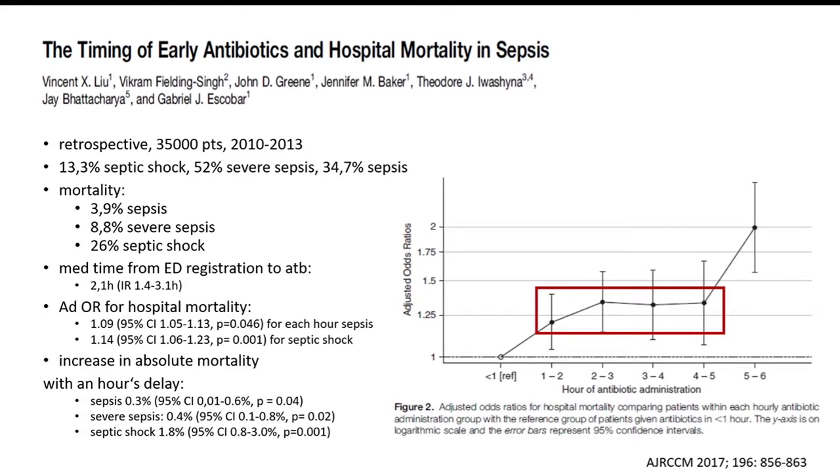And the adjusted odds ratio for hospital mortality was 1.09 for each hour for sepsis and slightly higher for septic shock. So the increase in absolute mortality with an hour's delay, in this case, was 0.3% for sepsis, which is not a lot, 0.4% for severe sepsis, and for septic shock a little bit more, 1.8%. What this study didn't or couldn't explain was this. Because for the time of antibiotic therapy between 2 and 4 hours, the adjusted odds ratios for mortality were quite similar, as you can see.